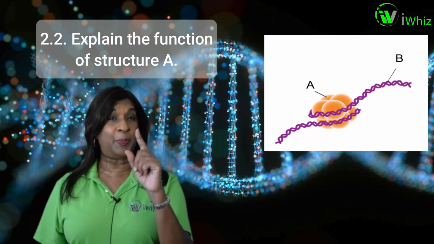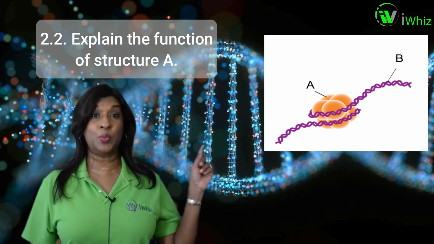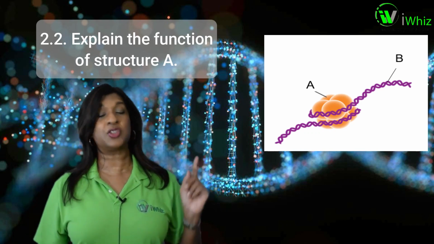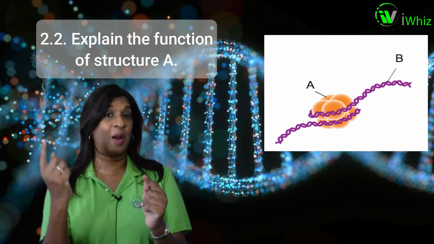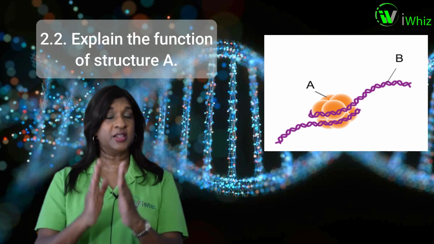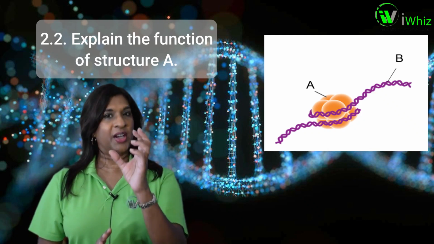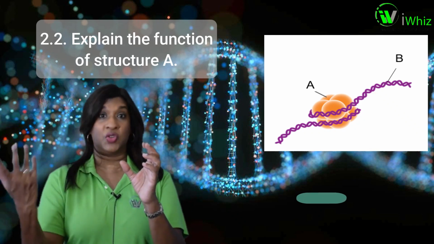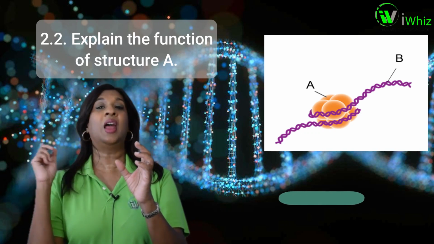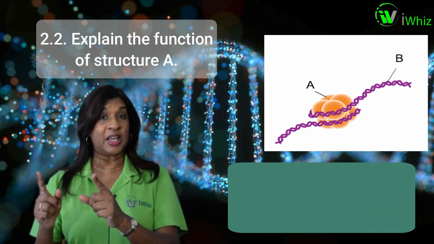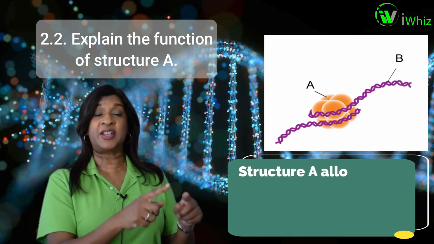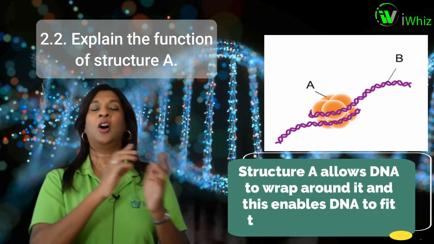And it says explain the function for 2 marks. Right, so let's look at your structure A. What can we see? We can see your DNA wrapped around it. So your answer would be structure A, which is your histone proteins, allows DNA to wrap around it, and this enables your DNA to fit into the nucleus of a cell.